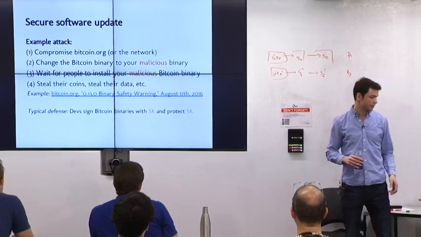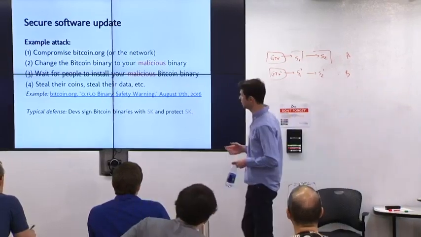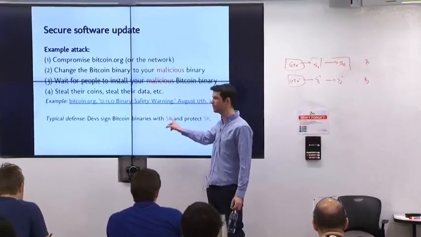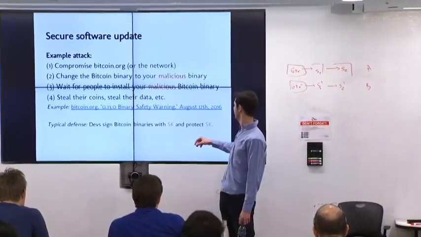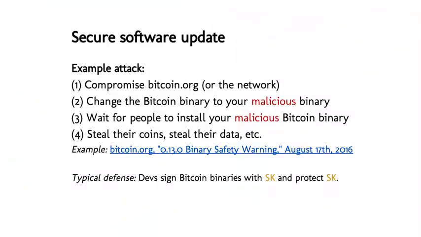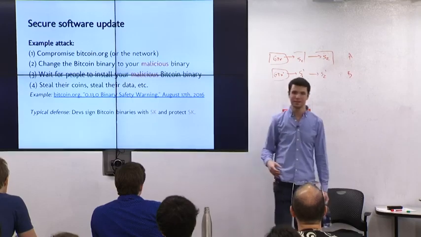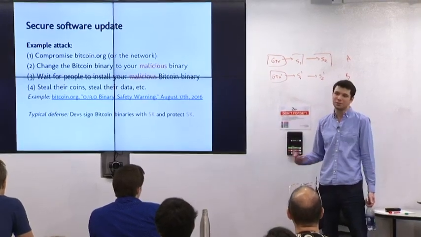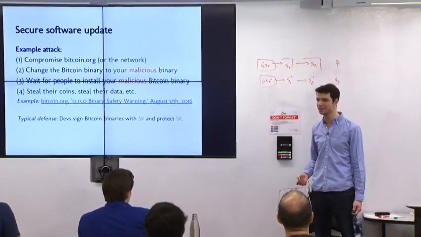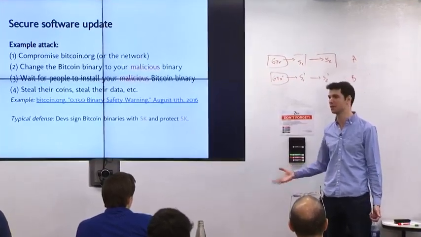So the typical defense for this is that the Bitcoin developers sign the Bitcoin binaries with some secret key, and they protect that secret key. And then there's a public key associated with the secret key that's posted on the Bitcoin website, right? And maybe some of you will notice that sometimes it's also very easy to change the public key on the website, if you can just redirect the victim to another website.